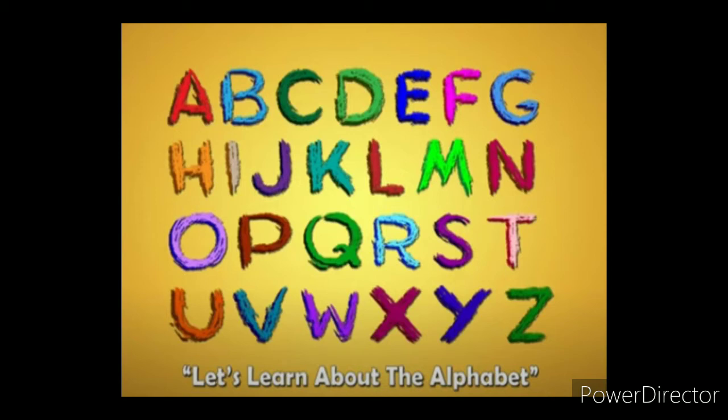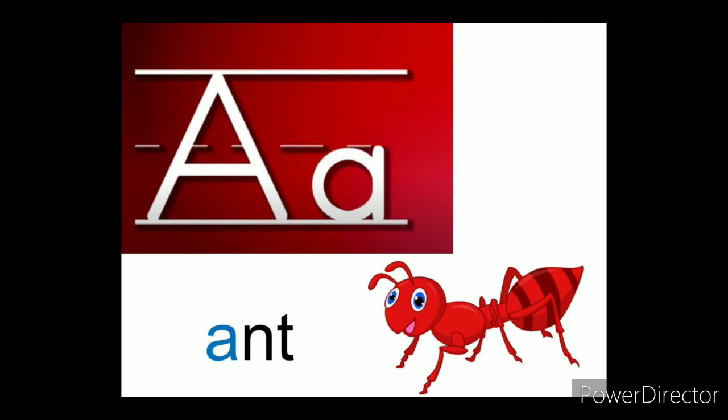So children, what are we waiting for? Let's begin. The first letter you can see is the letter A. This is a big A and a small a. You can also say Mama or Papa A and a baby A. The sound of the letter A is A. A, A, ant. A is the sound of the letter A.